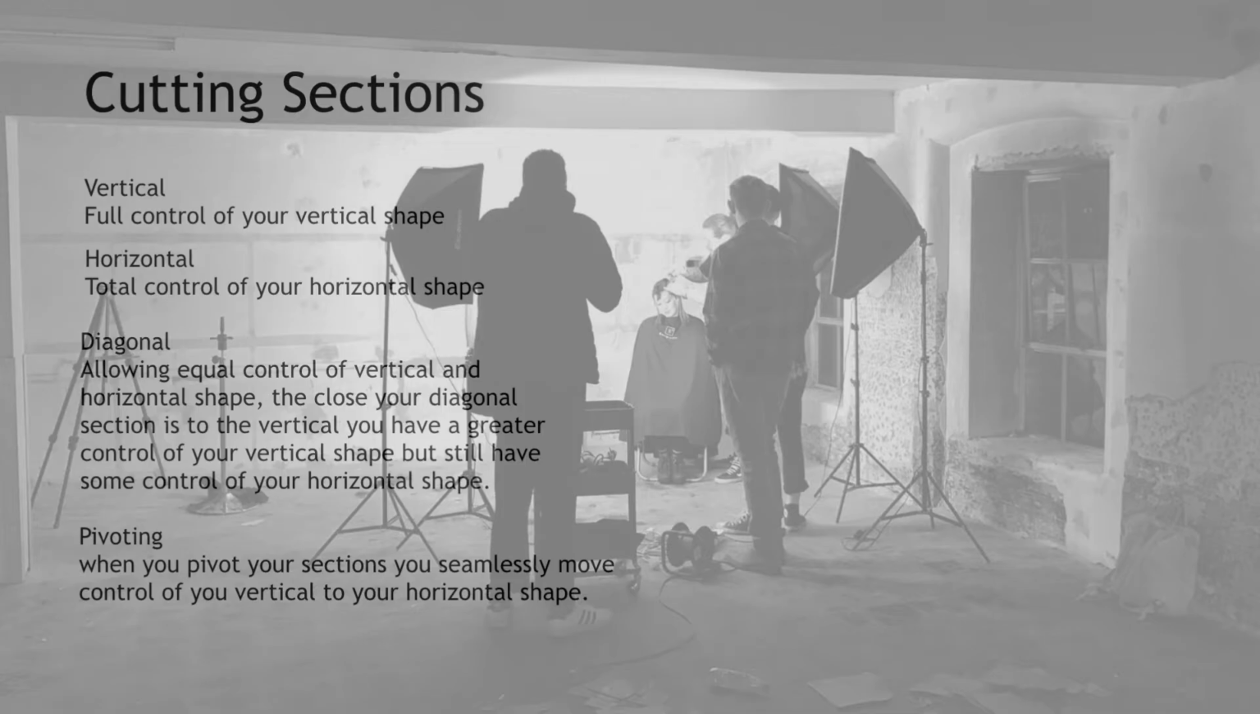Cutting sections. This refers more to the reasons why we would work a certain way. Why do we work vertical? Why do we work diagonal? Why do we pivot our sections? Let's discuss this. Working horizontal allows us full control over the horizontal section. When we work diagonal, i.e. right between the 2 sections, we get equal control over the vertical and horizontal section.